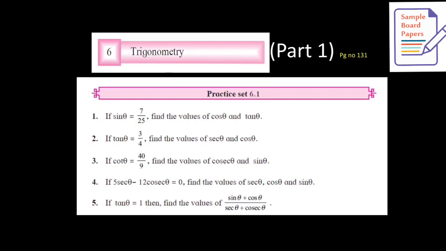One ratio is given. In the first question sine is given, in the second question tan is given, and in the third question cot is given. So based on that, the remaining ratios are asked. As we have discussed in the introduction, if one ratio is given, we can use any one trigonometric identity and find the remaining ratios. In question number 4 and question number 5, the ratio is not given directly, so we will convert it into a ratio and solve. So we will start with the first one.